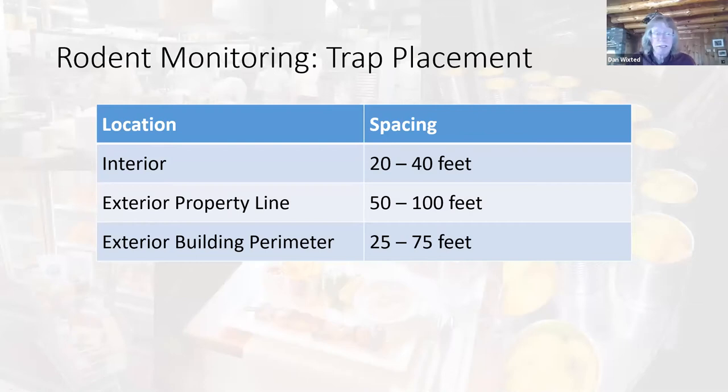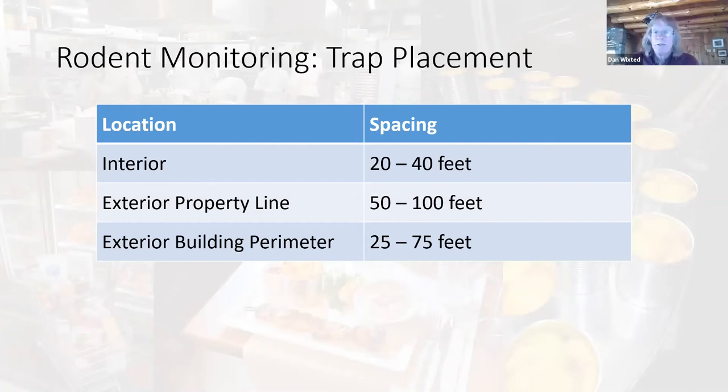There are a couple of problems with this. One is, rodents aren't good at math. Second, you can space traps every 20 to 40 feet, but if you're not putting them where rodents might be, rodents are never going to go there. You may never catch anything. You think you don't have a problem, but maybe you do.